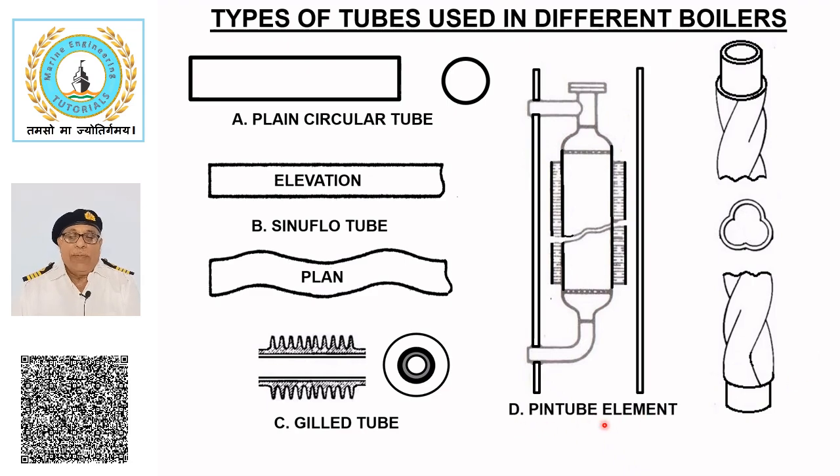Pin tube element. Pin tube elements are used in hybrid boilers. They consist of a large bore smoke tube that encloses a water tube inside, with pins attached to the outer surface of the water tube to improve heat transfer.